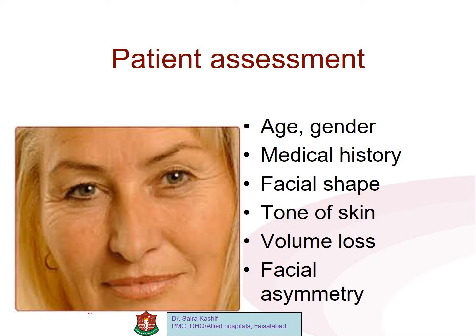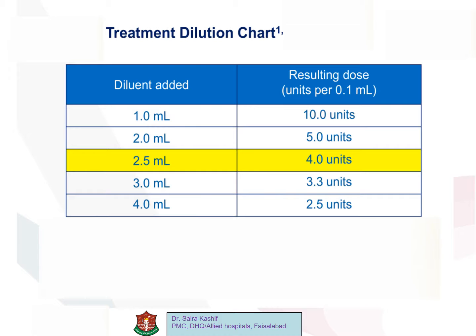So carefully assess the patient before the treatment for the age and gender. Gender is important, as in the male patient you may require more dosage because of the increased muscle mass. Take a proper medical history to rule out any contraindication, assess the shape of the face, tone of the skin, any volume loss, and assess for any facial asymmetry before the injection. This is very important.